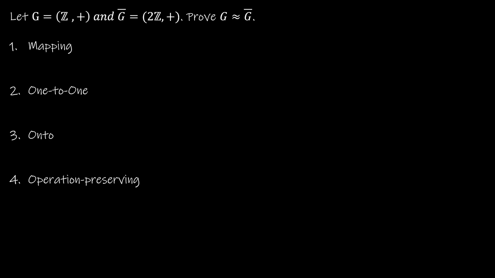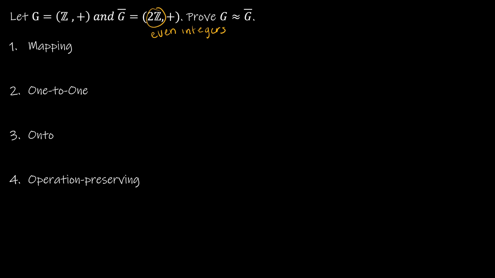This example has two groups, G, which is the set of integers under addition, and G bar, which is the set of even integers under addition. So even integers. And we are trying to prove that they are isomorphic. So first thing we need to do is the mapping.